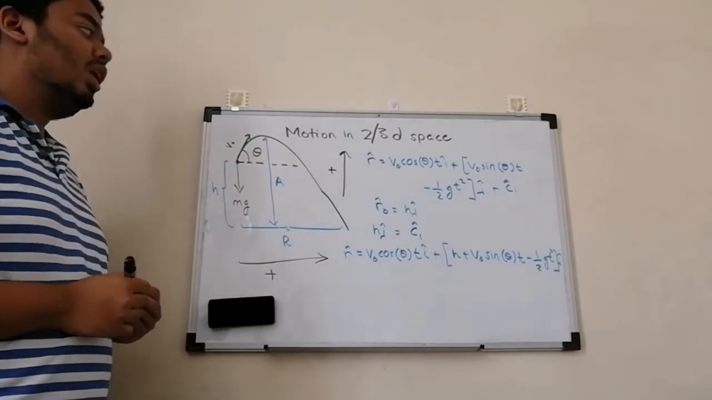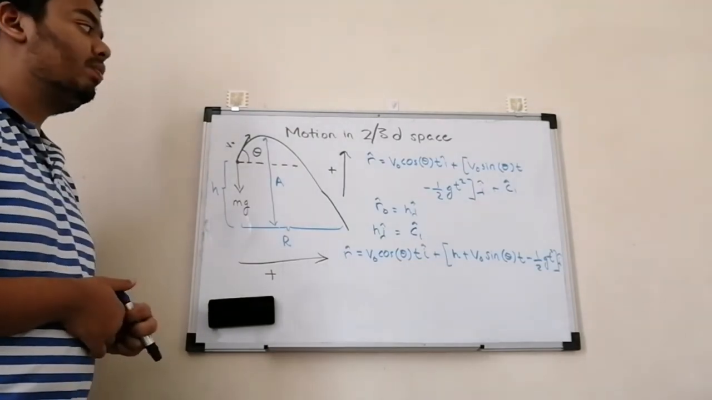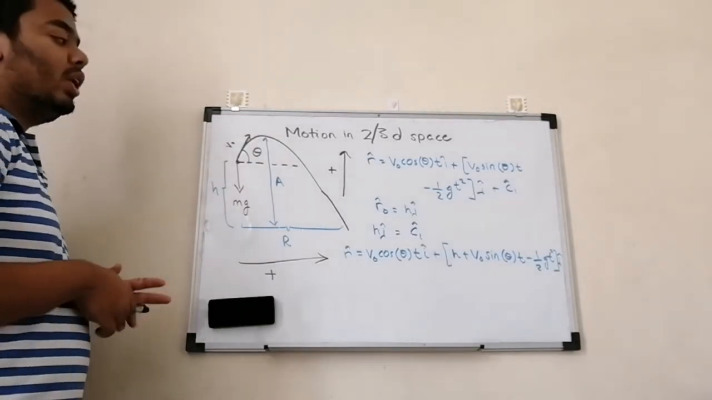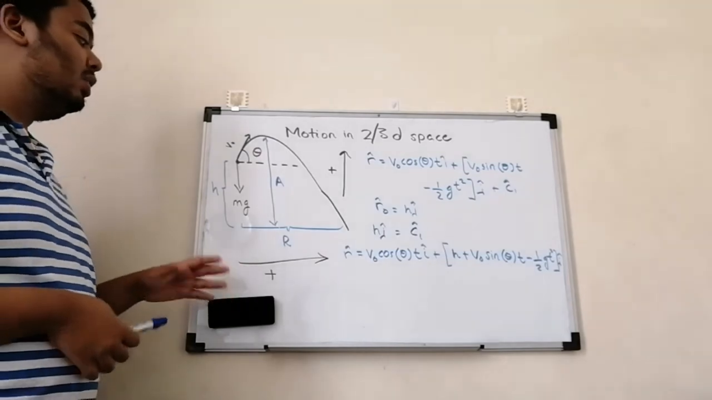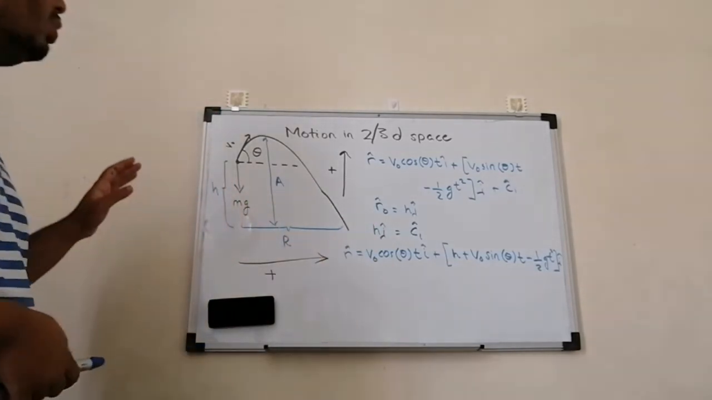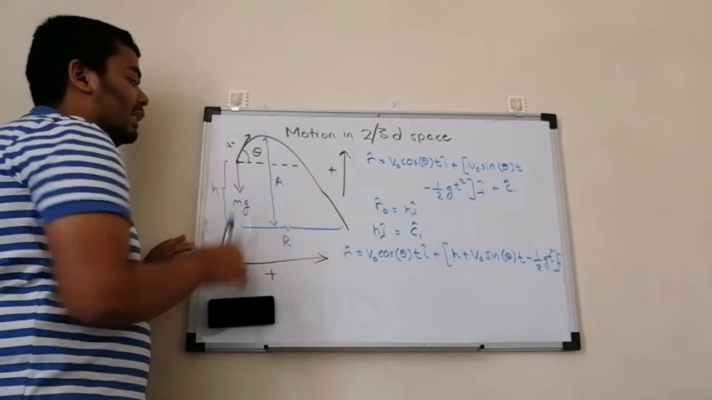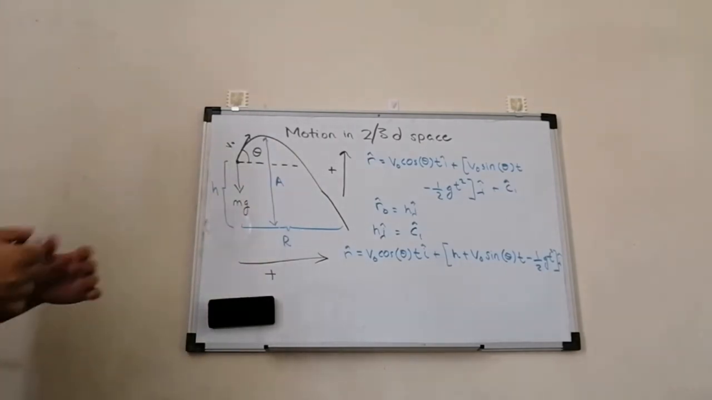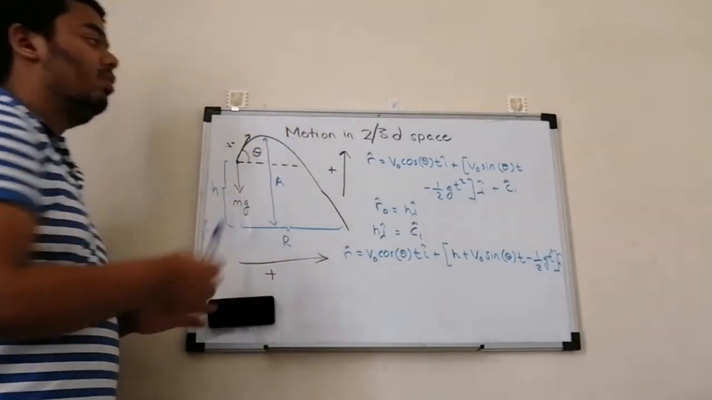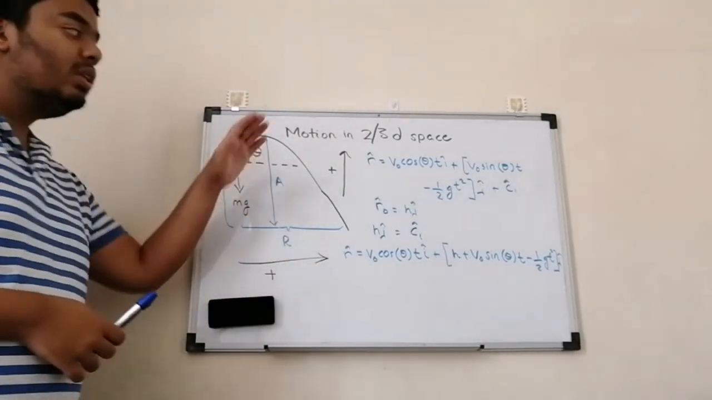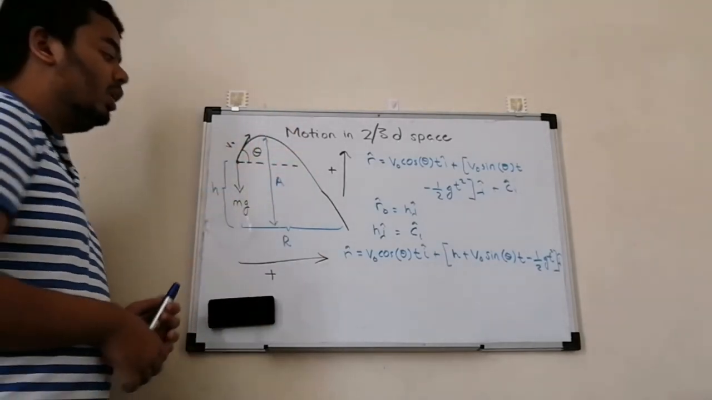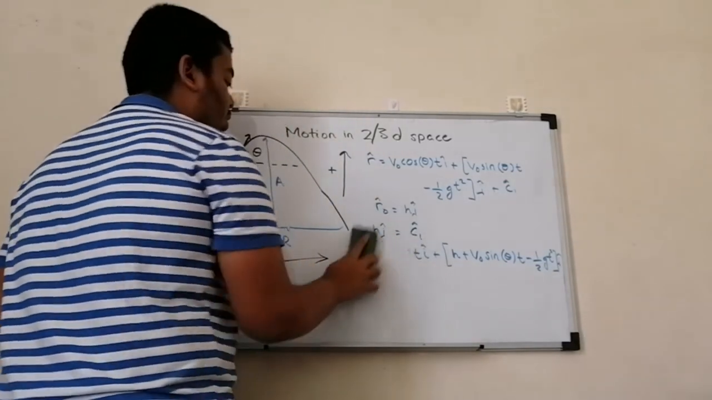Okay, guys, so now let's see how we can actually analyze different things such as the range. Okay, what's the range of the particle? What's the maximum altitude of the particle? All these things we can actually analyze from the position vector formula and from the velocity vector formula. So let's write down the position vector formula and let's write down the velocity vector formula. Okay?